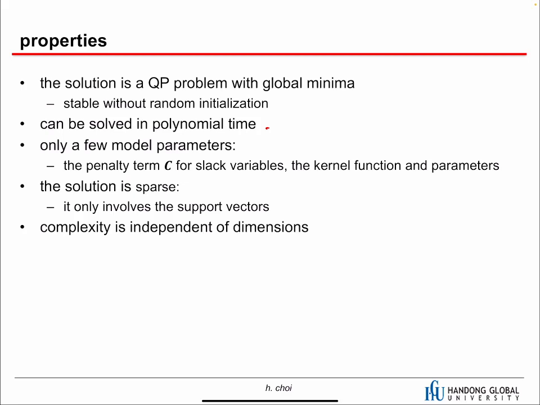And there are only a few model parameters: the penalty term C, and we have to decide what kind of function we use for the kernel, and if there is a kernel function, then there are some parameters. The solution is sparse, so it only involves the support vectors. Once we train this SVM, we don't need all the other samples. As long as you have the support vectors, that's it. And the complexity is independent of dimensions because we just calculate the kernel functions with the support vectors. That's pretty much it.